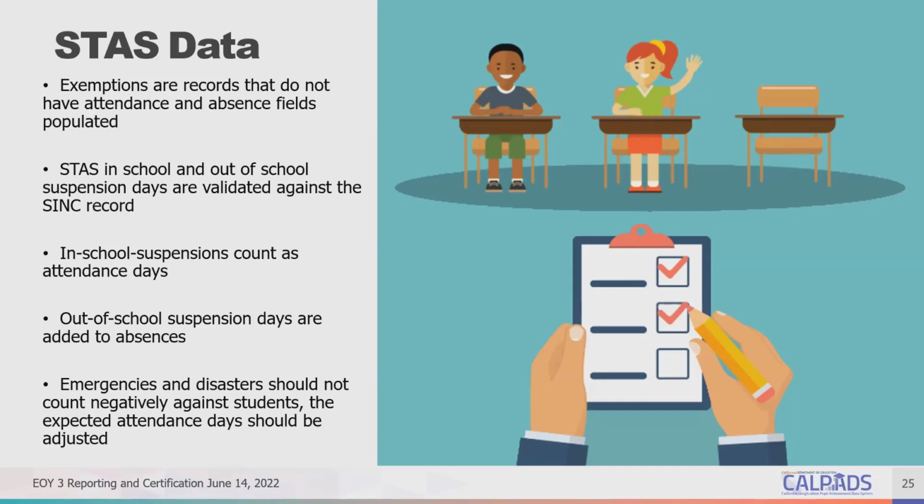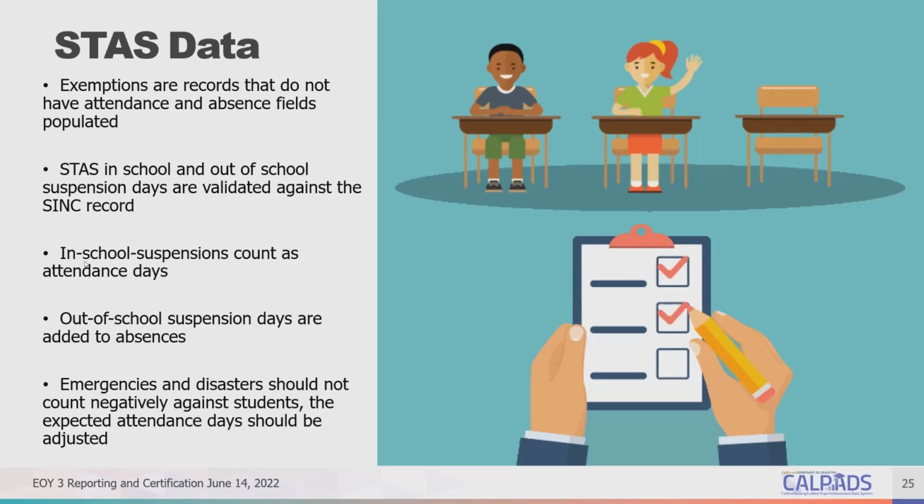In the status file, in-school and out-of-school suspension days are validated against your student incident or student results record. So it's most likely your student results record. If you say that there's a student who's been suspended in the status, whether it's an out-of-school absence or an in-school day of attendance, CalPADS wants to find a suspension or an expulsion within the same academic year. And of course, that's reported from your SIRS, the student incident results record.